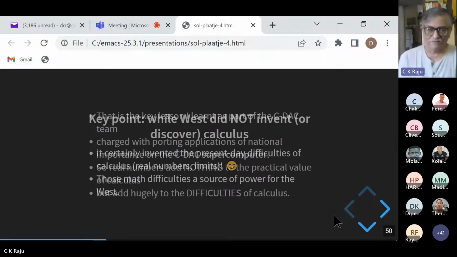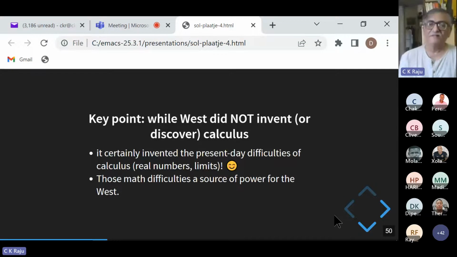So the West did not discover calculus, but it did invent the present-day difficulties of calculus. And these math difficulties are a source of power for the West, because what will you do for set theory? You will ask the West. What will you do for real numbers? You'll ask the West. Oh, here is a chap who's in a position of authority. He will know. Let's trust him. Even for 1 plus 1 equal to 2. So you are reduced to a miserable state of epistemic dependence. Total epistemic dependence for the simplest thing like 1 plus 1 equal to 2.